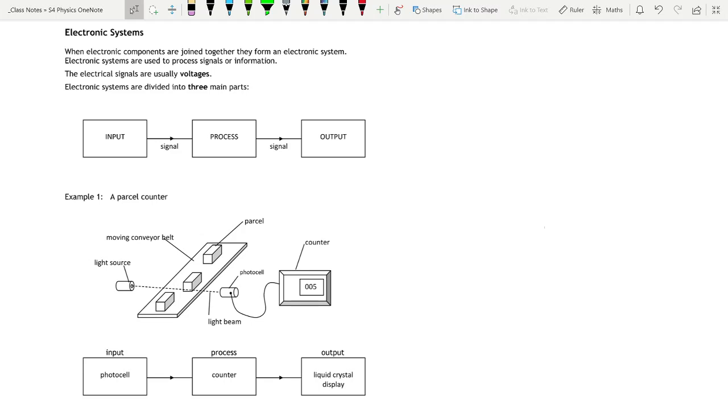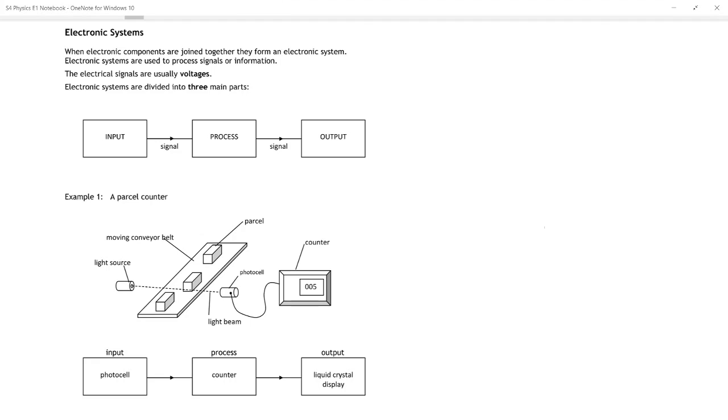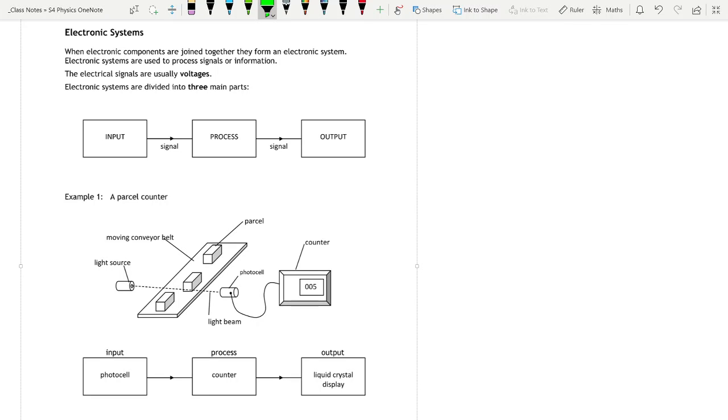They are used to process signals or information. The electrical signals are usually voltages and then usually divided into three main parts. And they are the input, process, and the output. Okay, so you get something put into the system, it gets processed, and then it comes out in a different format.